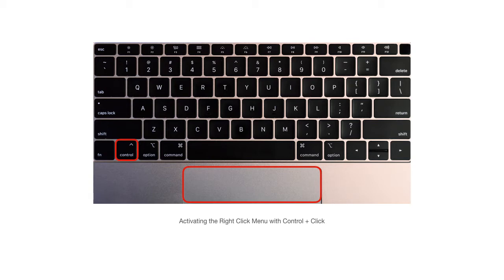By holding down your control button and clicking on a file name, you will reveal the right-click menu. As I mentioned earlier, this menu will contain a variety of options. These menu options are subject to change based on the type of object you are selecting.